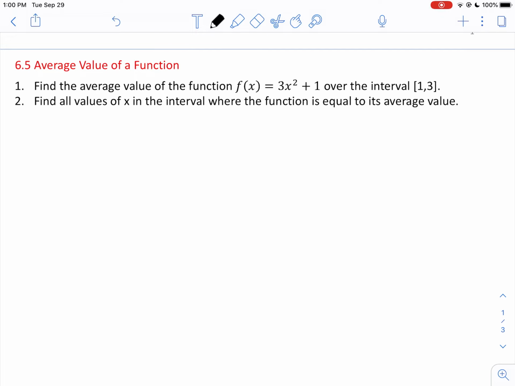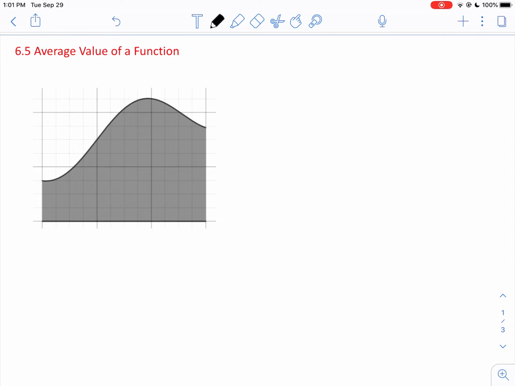Hello calculus students, this section is on finding the average value of a function. Let's first begin with the idea of what's happening here. So we have some sort of function here, we'll say this is f of x. I want you to focus on the amount of area underneath this function over this interval from a to b.